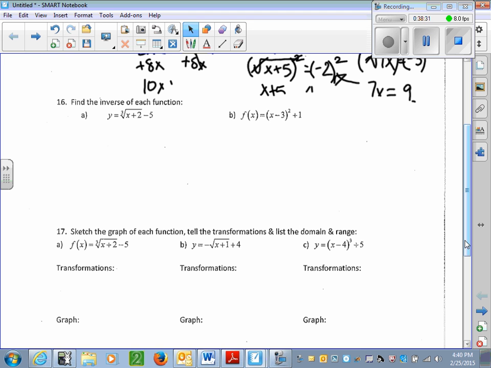Okay, so let's go down here. Let's just do one of them. I'll do the slightly more complicated one, or I think so. So we'll just do B right here. Remember, wherever you see f of x, think of it as y. And remember with inverses, the steps for inverses, all you're doing is switching x and y.